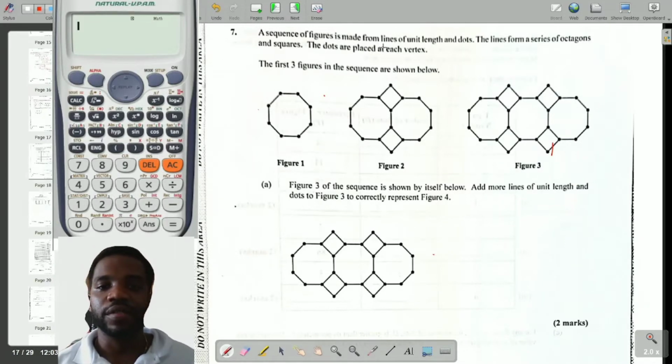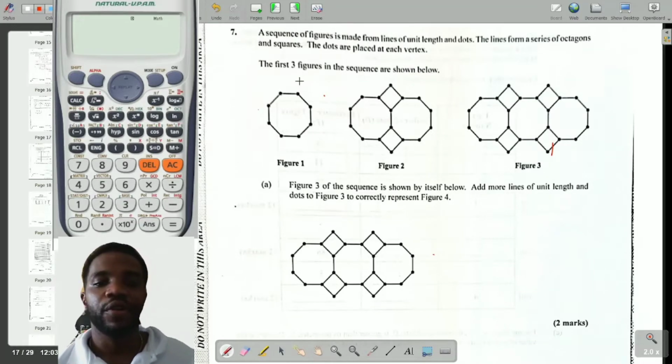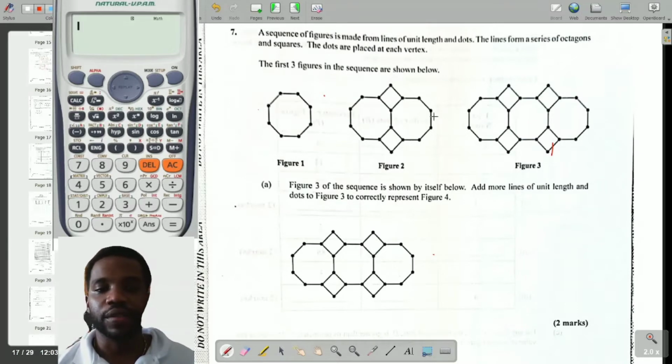It says a sequence of figures is made from lines of unit length and dots. The lines form a series of octagons and squares. The dots are placed at each vertex. The first three figures in the sequence are shown below. So we have figure 1, figure 2, figure 3.